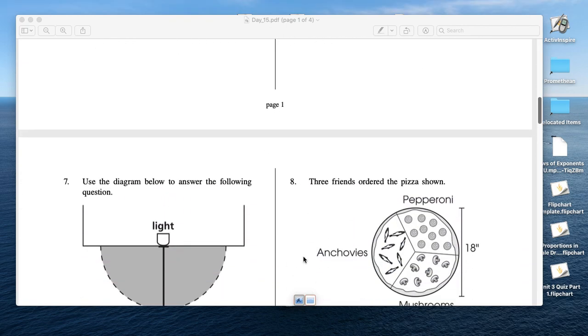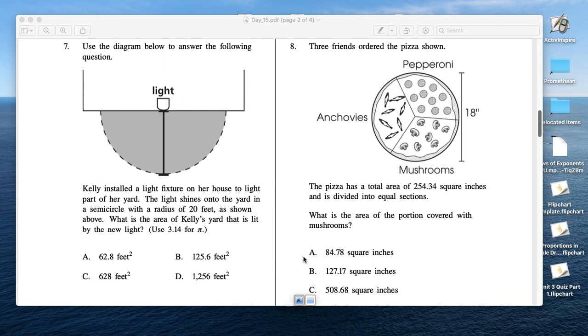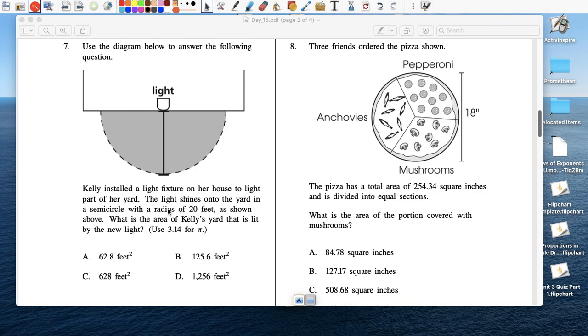7. Use the diagram below to answer the following question. Kelly set a light fixture. The light shines on the yard in a semicircle with a radius of 20. So let me just write this is 20. What is the area of Kelly's yard that is lit by the new light? So what is this area right here? Well, it's a semicircle, right? Half a circle. So A equals pi r squared.